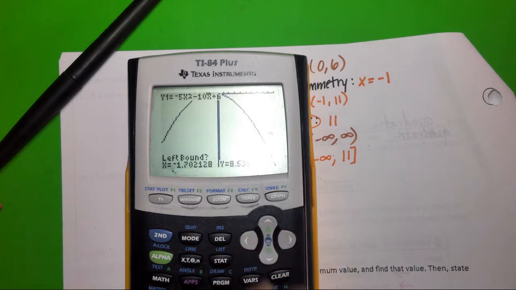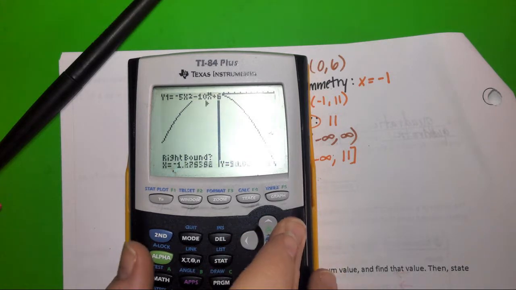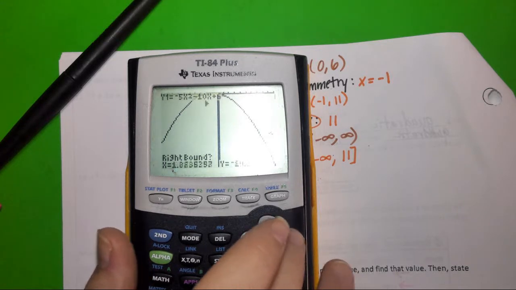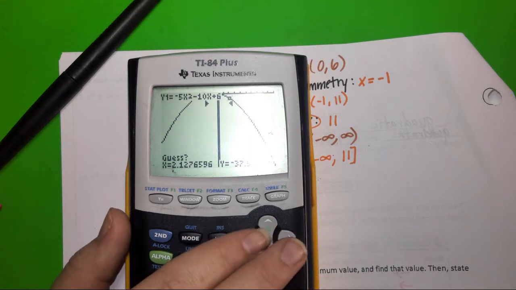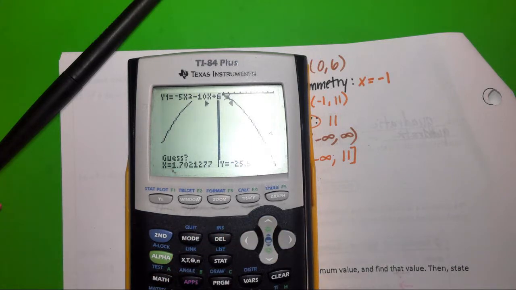Now, the reason it makes you set bounds is because quadratic functions don't have more than one min or max. There are other functions that do. So I set it a little to the left, a little to the right. I make a guess, which is terrible. And then it tells me your actual maximum is at -1, 11. Oh, cool. That's what I thought anyway.